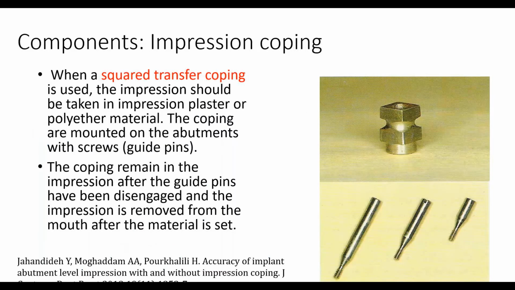Next is the square type of impression coping. These square copings are generally used with the abutment level impression. After torquing the abutment onto the implant surface, this square impression coping is attached to the abutment with the help of the guide pin. After making the impression, this is similar to the pickup impression coping. The guide pin is used to loosen the square impression coping, and the coping will come out with the impression, and the abutment is transferred to the impression before the impression is poured.